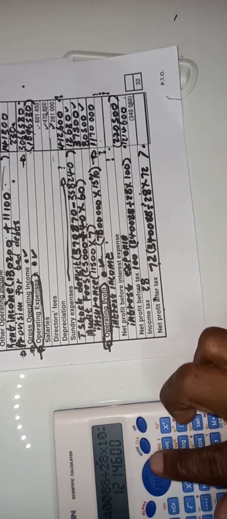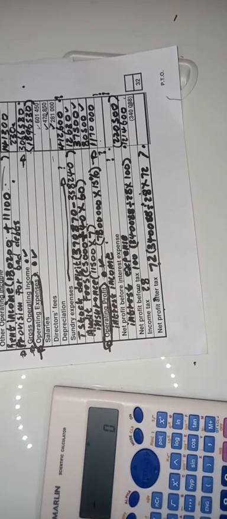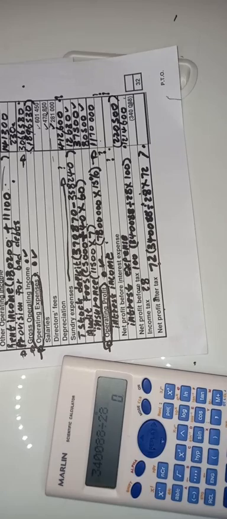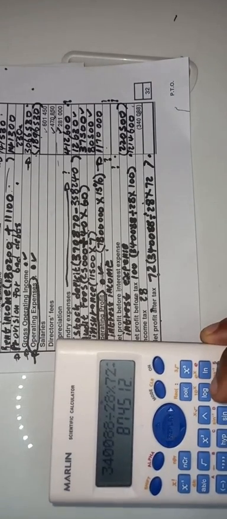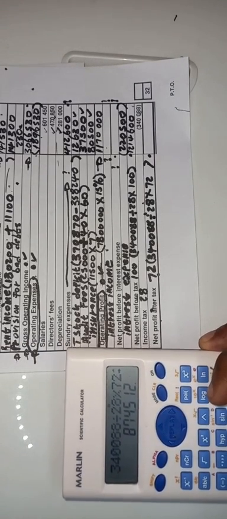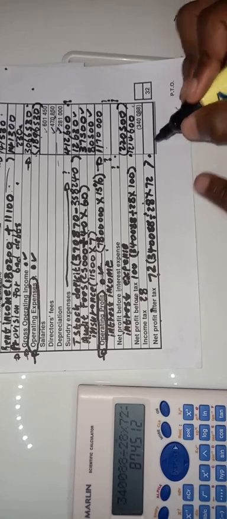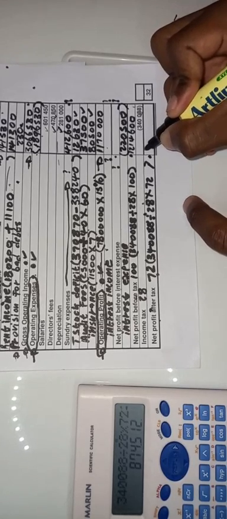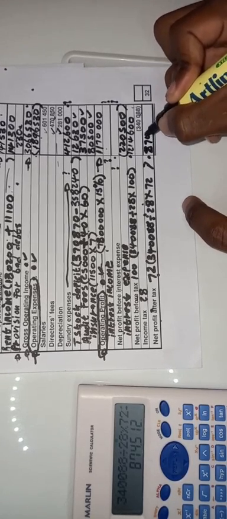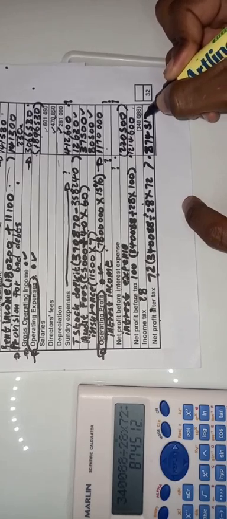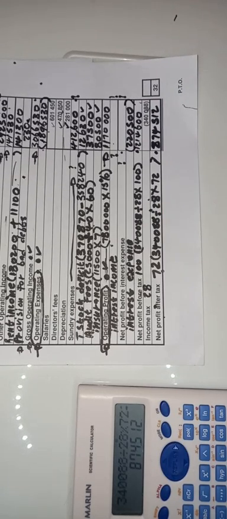So if we want after, we're going to say our income tax 340,088 divide by 28 times 72. So we get an amount of 874,512. So we're almost done.